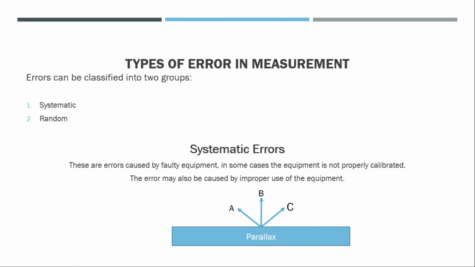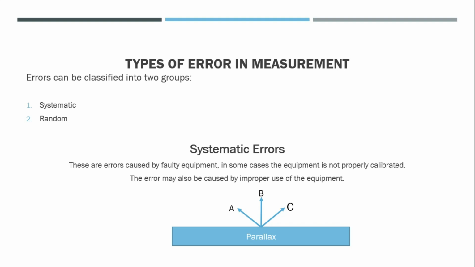Now, my question to you, where should you be taking this measurement? Should you be standing at A? Should you be standing at B? Or should you be standing at C? Now, if you are standing at A, will the measurement be correct? If you are standing at B, will the measurement be correct? Or if you're standing at C, which will be correct?